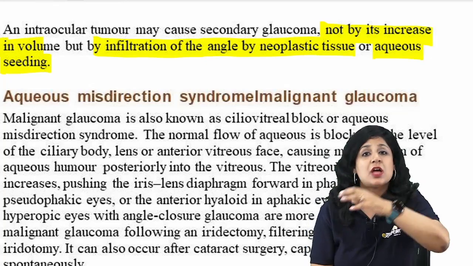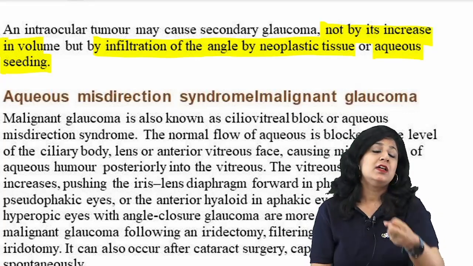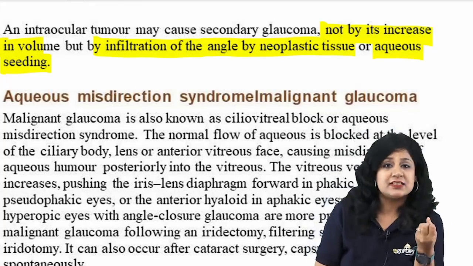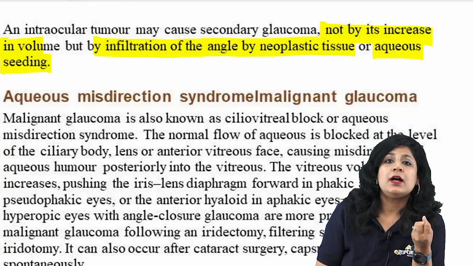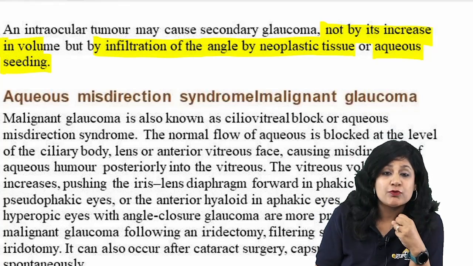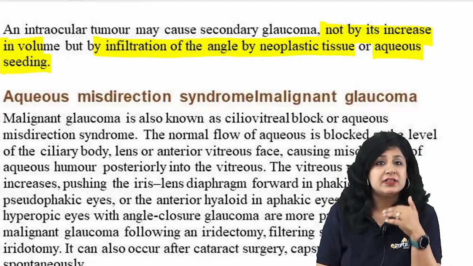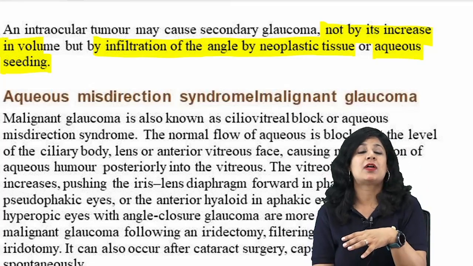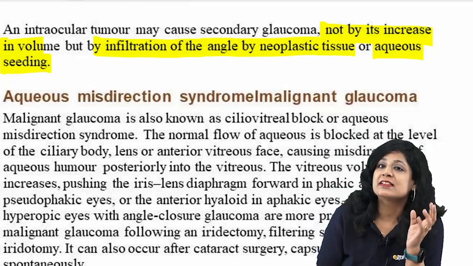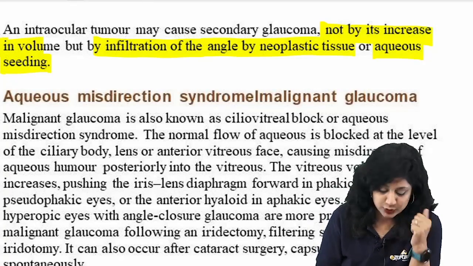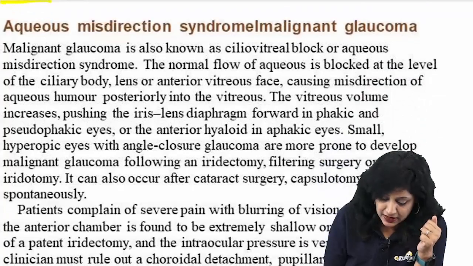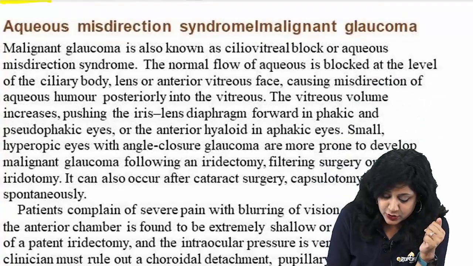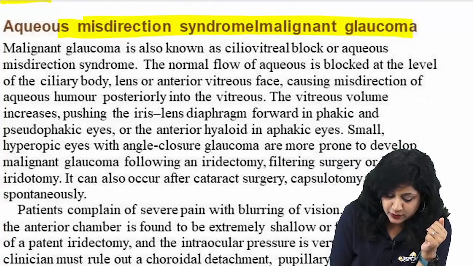It also depends upon how much compression of the veins it is causing. So it is either the vortex vein compression, or the pushing of the iris-lens diaphragm anteriorly, or the blockade of the trabecular meshwork by its seedlings that is responsible for causing glaucoma in tumors. Then we come to a very important thing, and that is the misdirection syndrome, malignant glaucoma.